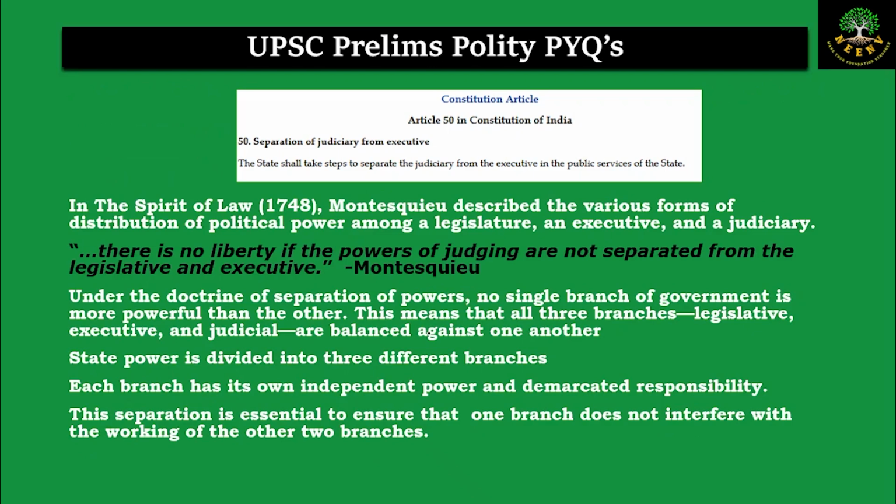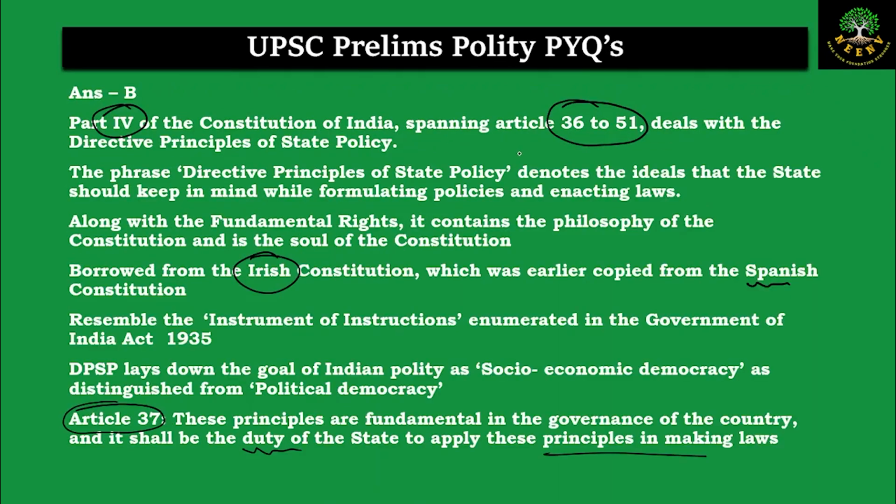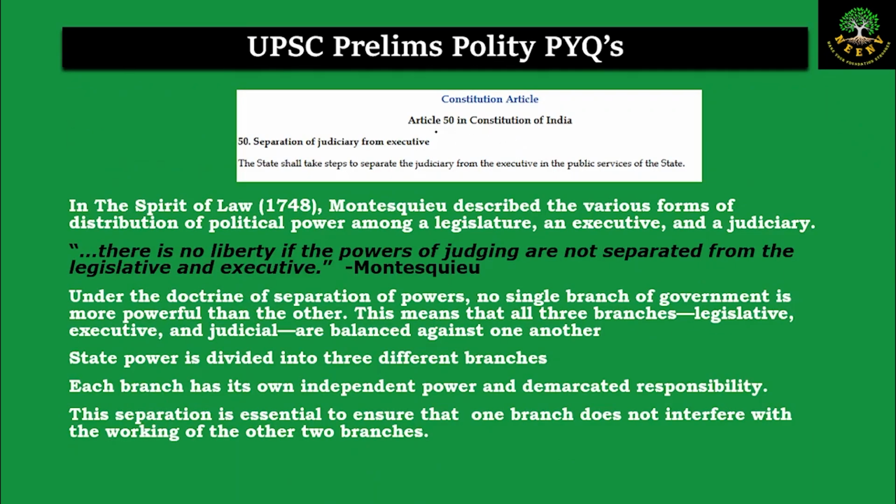So now coming to the statement that was there in the question. The statement was separation of judiciary from the executive. And if you look at Article 50, Article 50 talks about separation of judiciary from the executive. This Article 50 also comes under the DPSPs. The provision very clearly states that the state shall take steps to separate the judiciary from the executive in the public services of the state. So clearly the answer is DPSP.